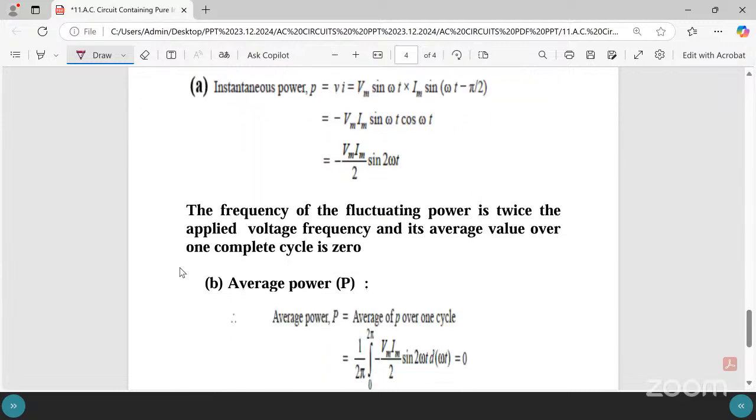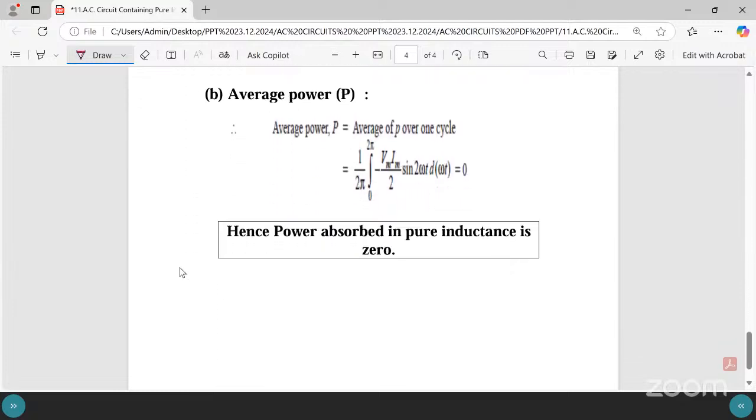Next, the last one, the seventh result. The seventh result is P is equal to 0. We don't have a formula here. P is equal to 0 watts. For pure resistance, what is the formula? P is equal to VI. But here, power is equal to 0.